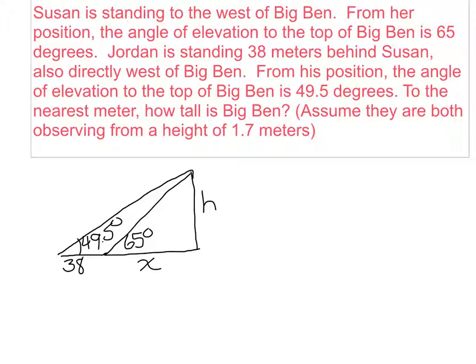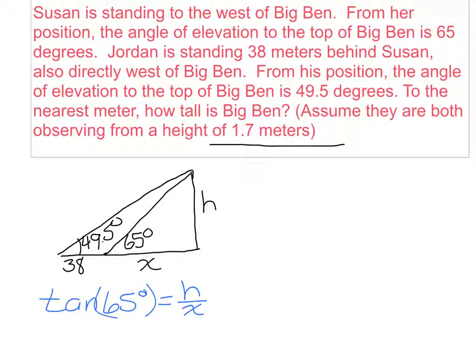So we want to know how tall Big Ben is, and in the end it says assume they're observing from a height of 1.7 meters, so we will add that to our final total of the height that we calculate. Alright, so we're going to set up our two equations. The first one being that the tangent of 65 degrees is equal to the height over x.